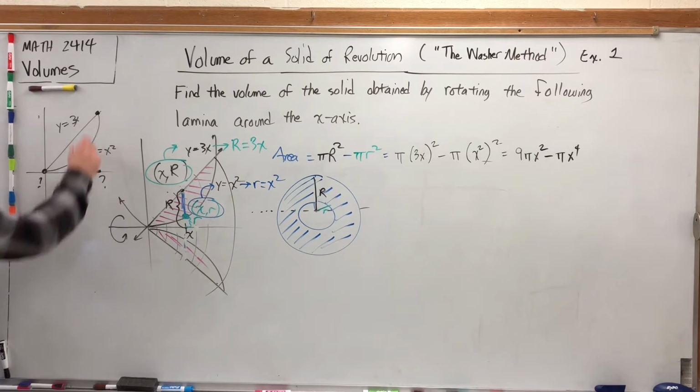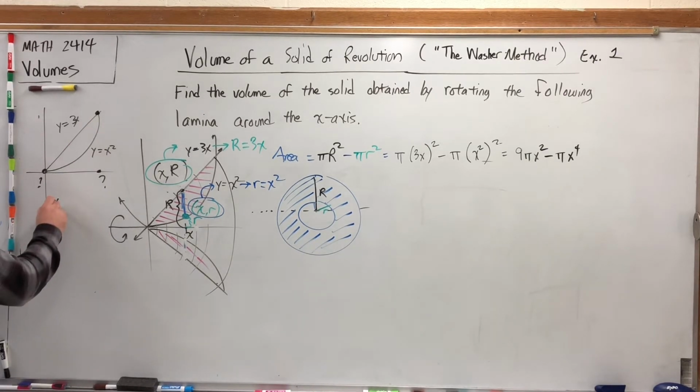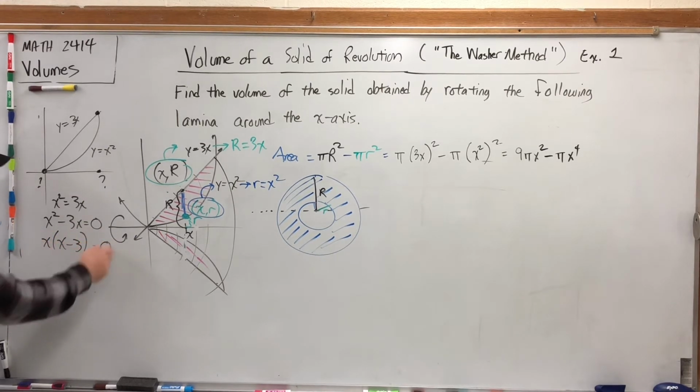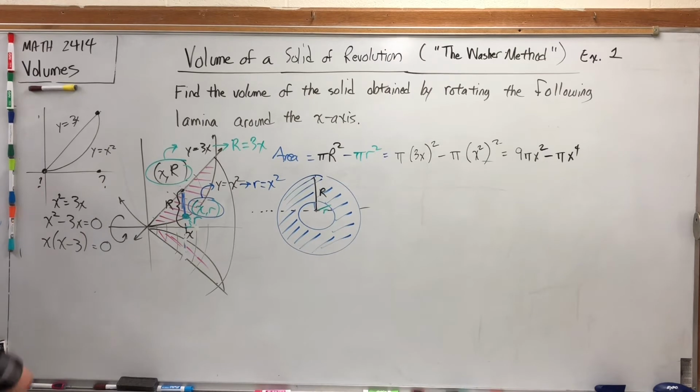Since at both intersection points the y's have to be equal, we have x squared is equal to 3x. If we subtract 3x, we get x squared minus 3x is equal to 0. We can solve that by factoring. Factor out an x to get x times x minus 3 is equal to 0. This is just college algebra. And solve to get x equals 0 and x equals 3.